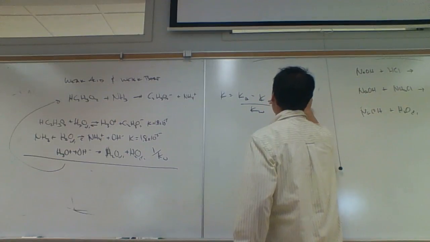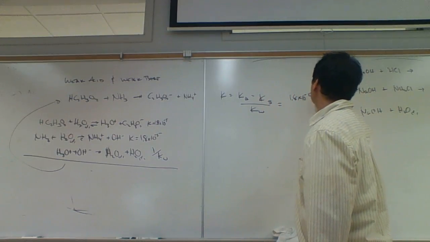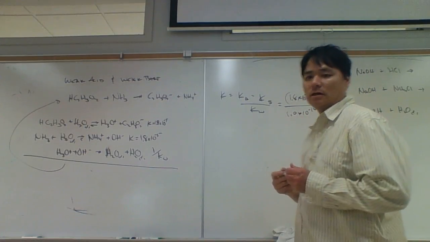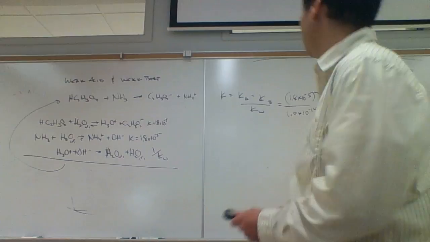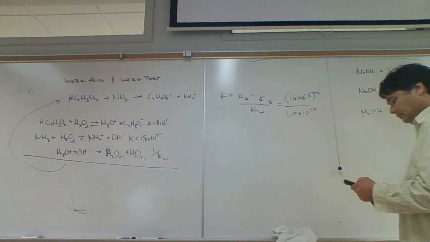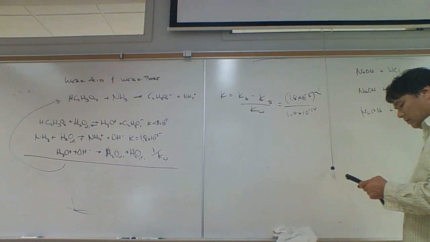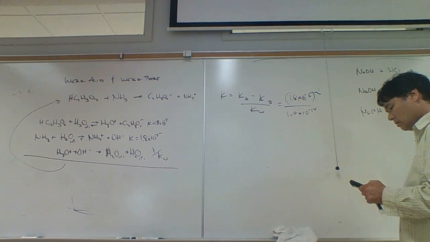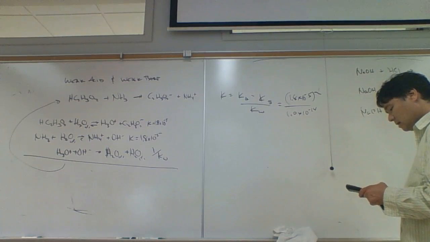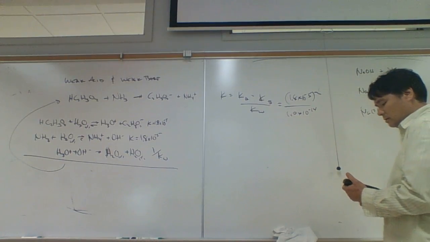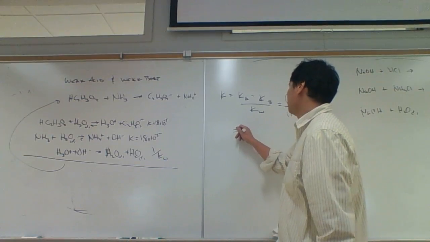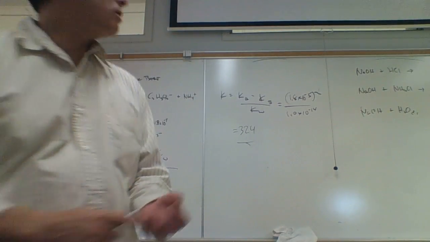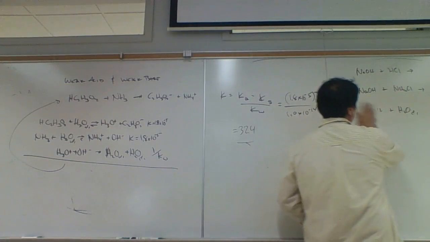And so that gives me 1.8 times 10 to the minus 5 squared divided by 1.0 times 10 to the minus 14. And so what does this give me? Let's do that. 1.8 times 10 to the minus 5 squared divided by 1 times 10 to the minus 14. It's going to be 32.4. And so K equals 32.4. And so we were able to figure out the K. Well, that's good, because now what we can do is we can do an ICE calculation.